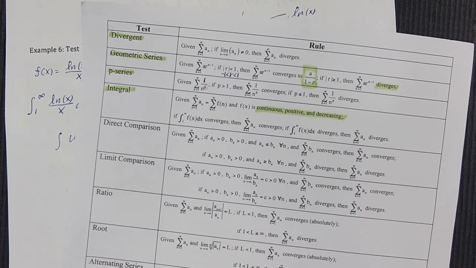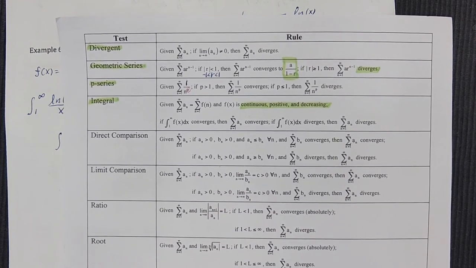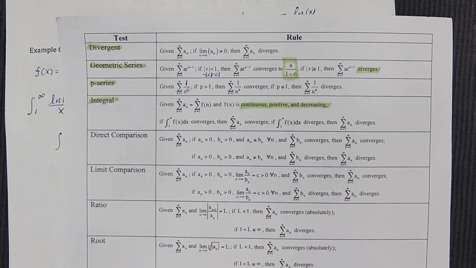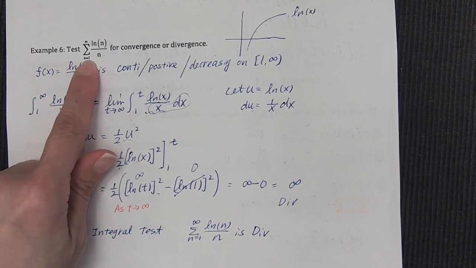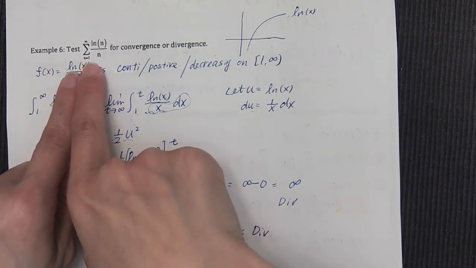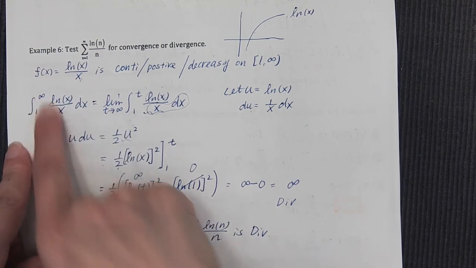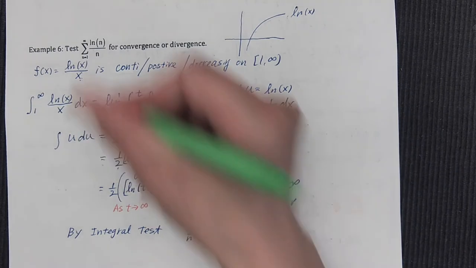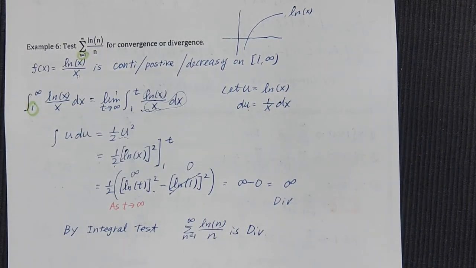For our upper and lower bounds, I know why we would put t, but for 1, is that coming from n equals 1, or is it coming from something else? Yeah, it's coming from n equals 1, that's it. Because the series starts at 1, that's why it's 1 to infinity.